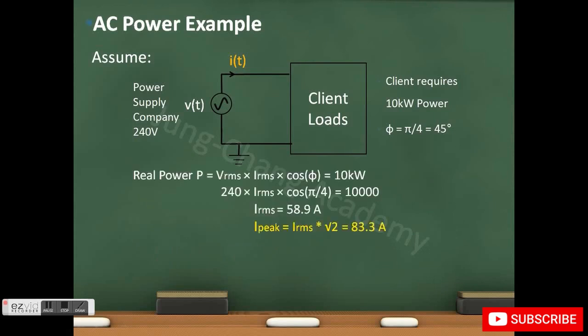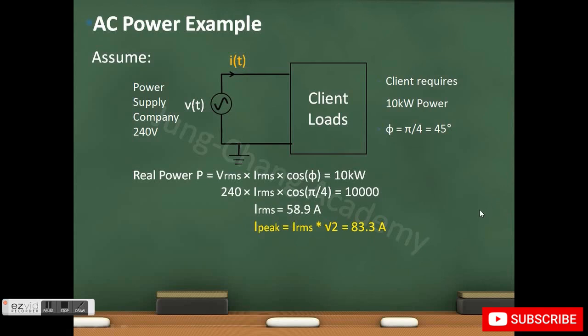First, we know that the real power P is equal to Vrms times Irms times cos phi, which is required to be 10 kilowatts. We also know that Vrms is 240 and phi is pi on 4. So we can sub in those values and we get Irms equals 58.9 amps. So the required peak current is just Irms times root 2, which is 83.3 amps.